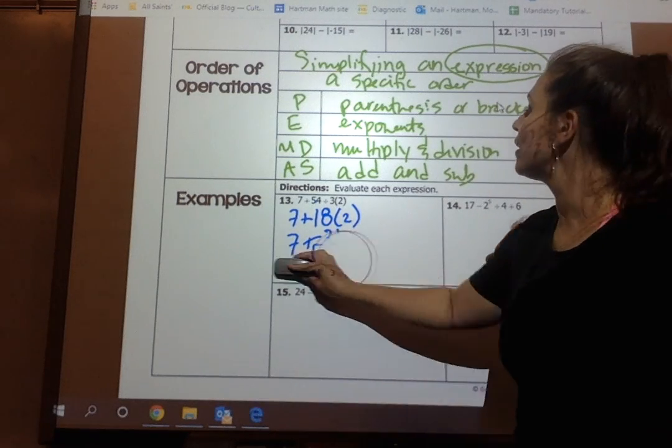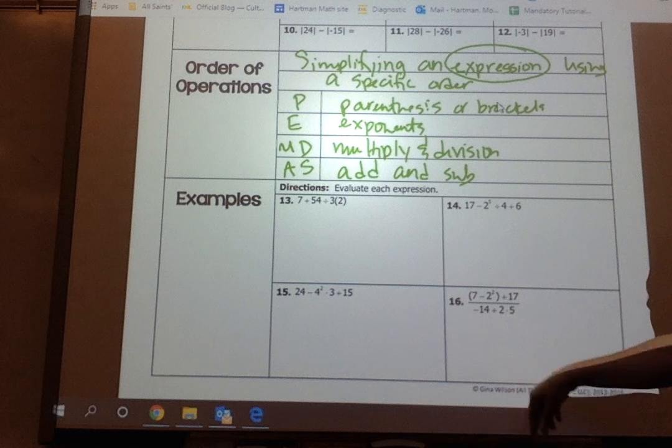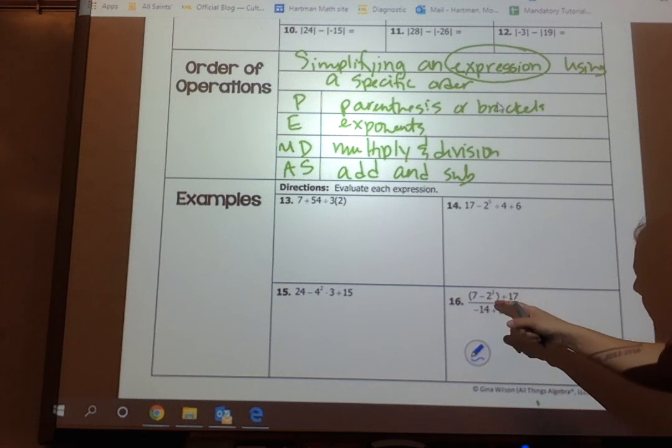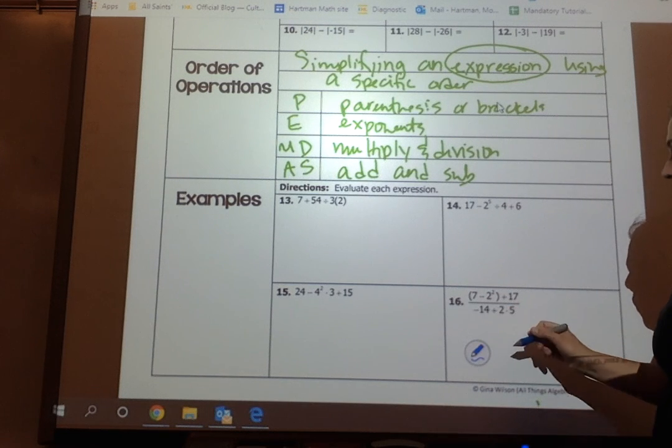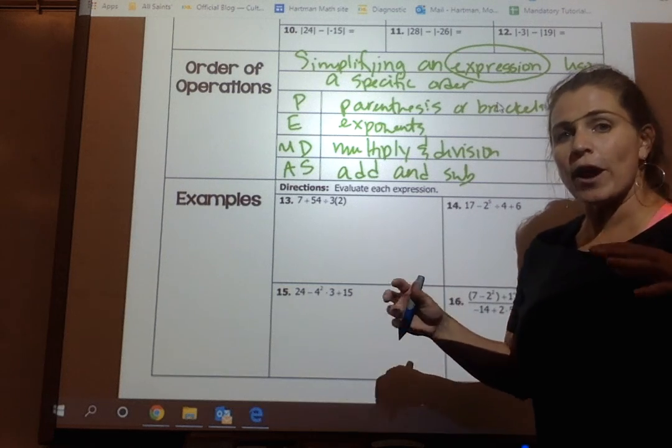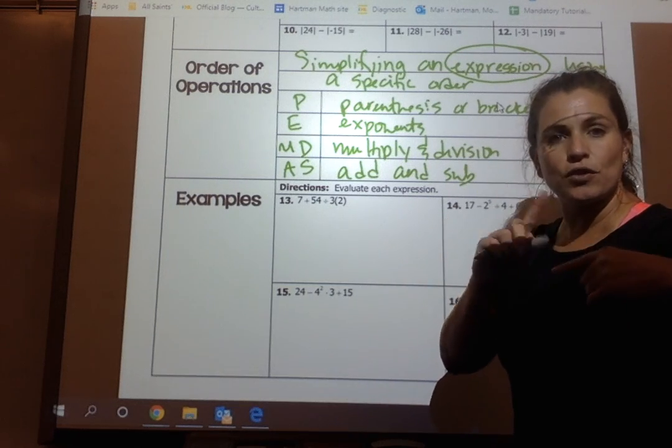All right, let's take a look at number 16 down here. We're going to skip. And now I have parentheses. So I'm going to start with the numerator. When you have a fraction, you treat them as two individual problems.